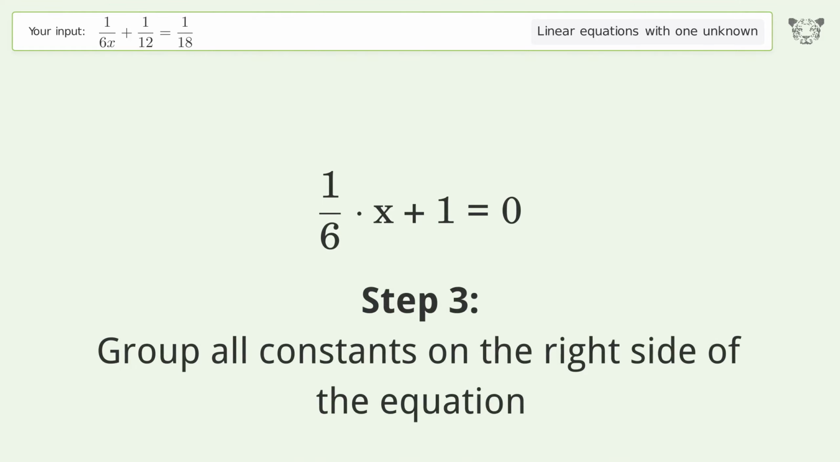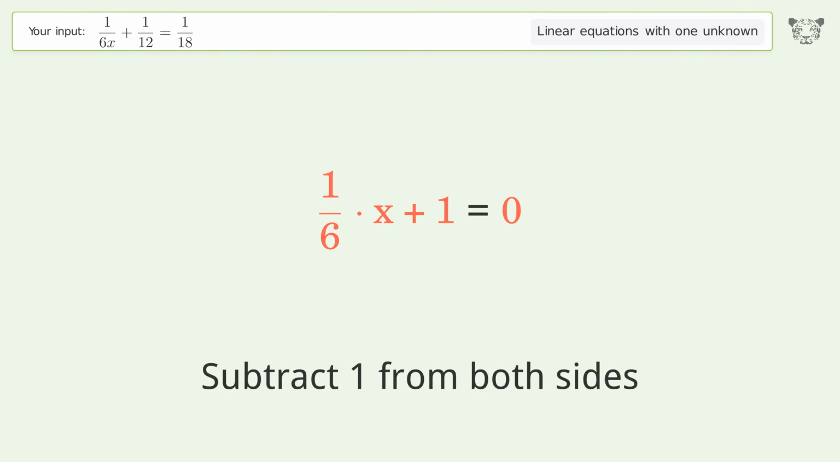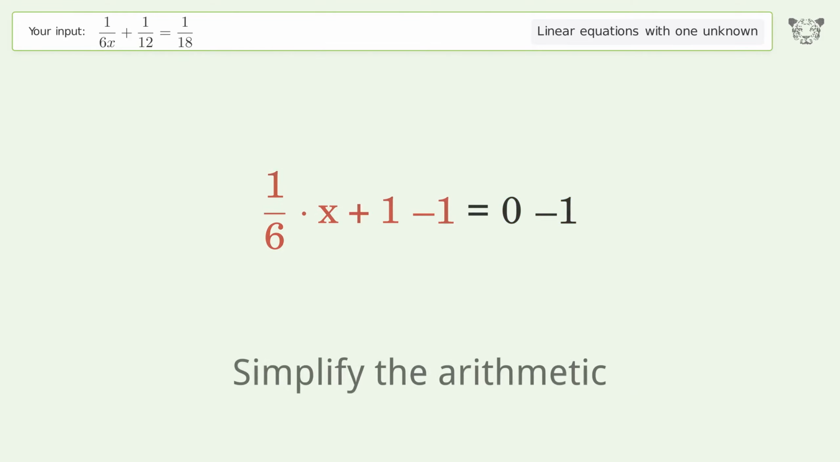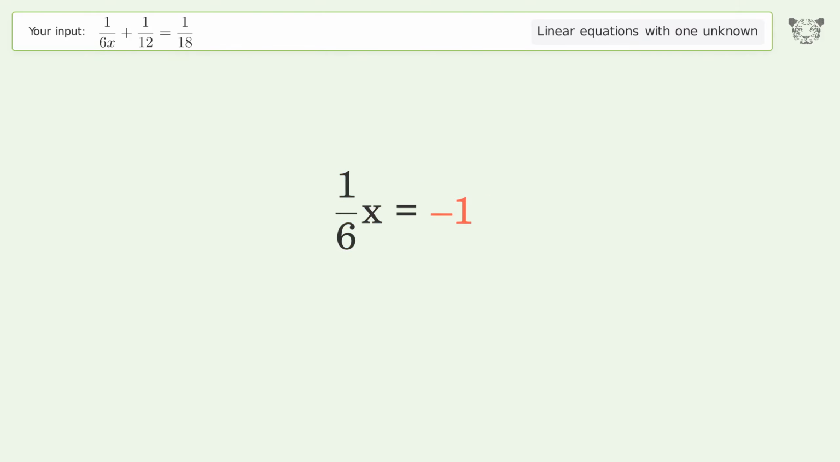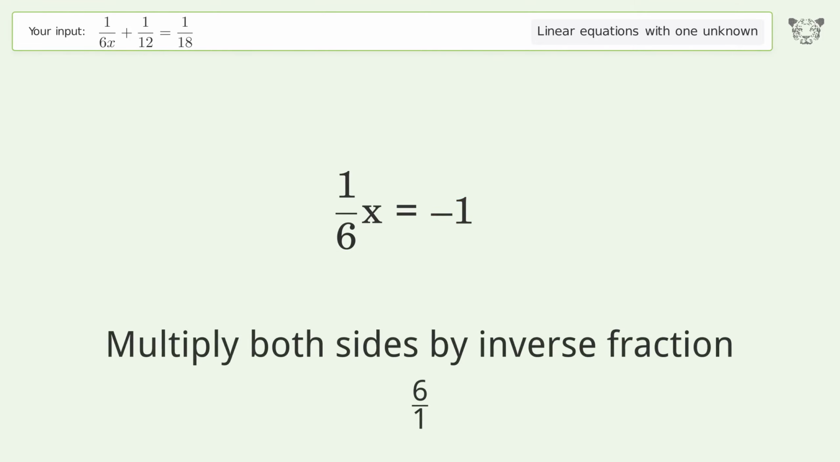Group all constants on the right side of the equation. Subtract 1 from both sides. Simplify the arithmetic. Isolate the x. Multiply both sides by inverse fraction 6/1.